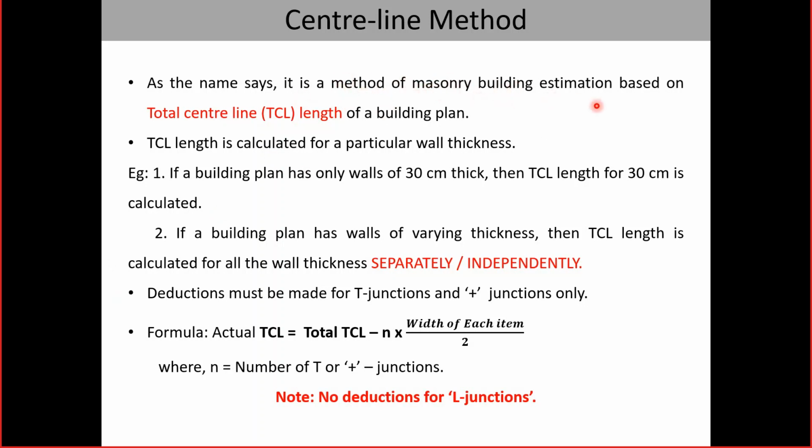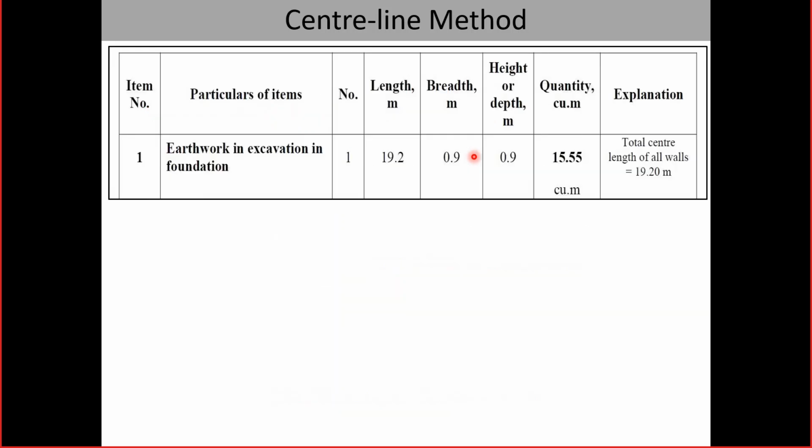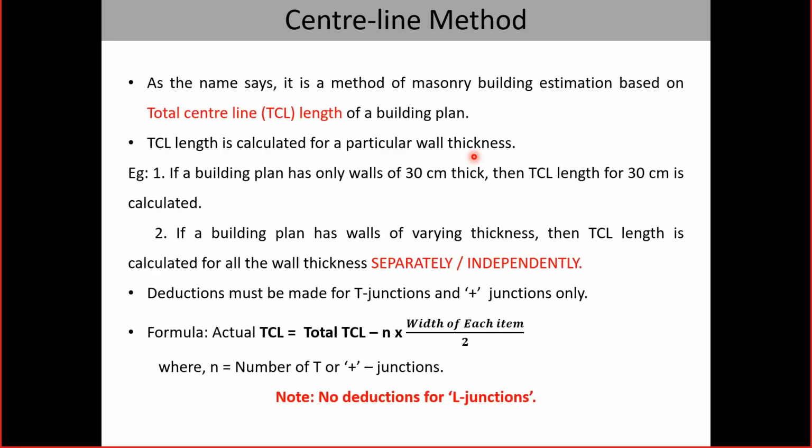It is a method of masonry building estimation based on the total center line length of a building, which is popularly known as TCL length. TCL is the total center line length of a building plan. Here, as I told you in the long wall short wall method, what we basically do is divide each and every individual place. Let's say if I take up a living area, that is separate. I have 4 walls, I need to do it separately. If I consider the kitchen area, I have 4 walls, I need to consider it separately. If I have already considered a wall, I need not consider it again, right? So these are the few things which we need to consider.